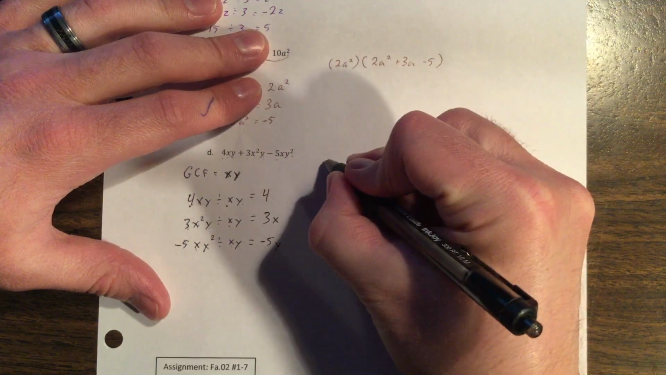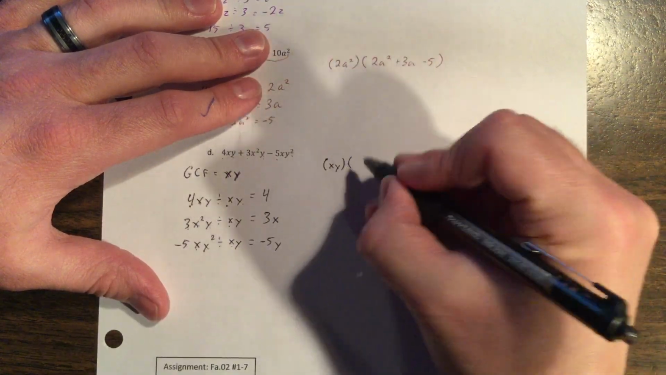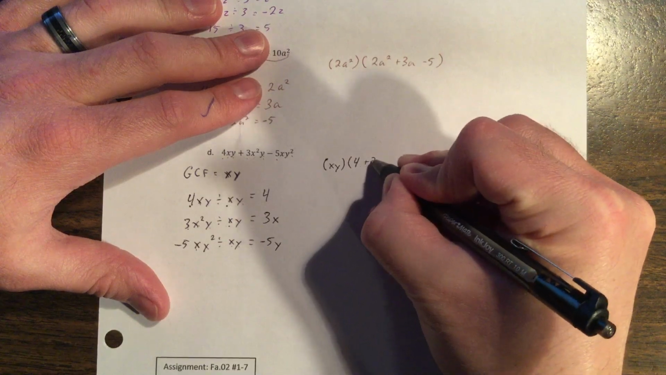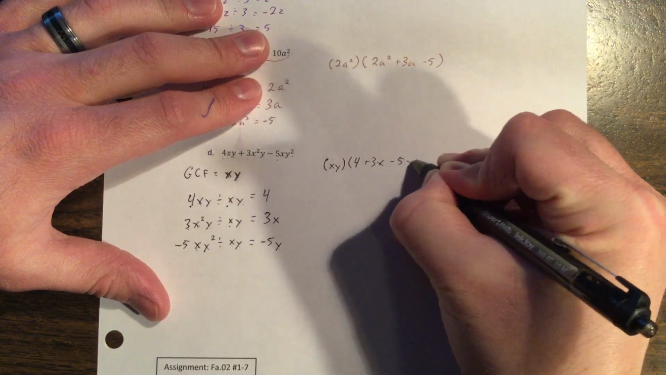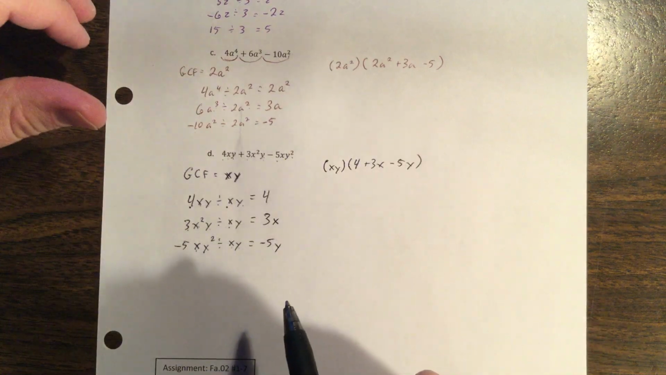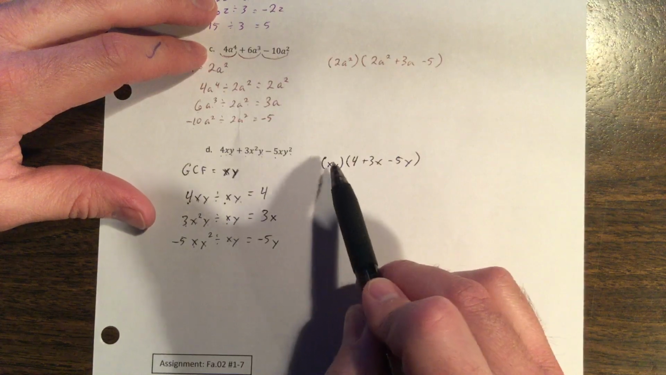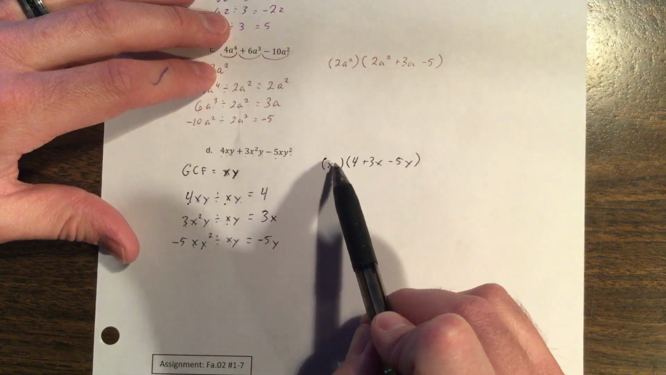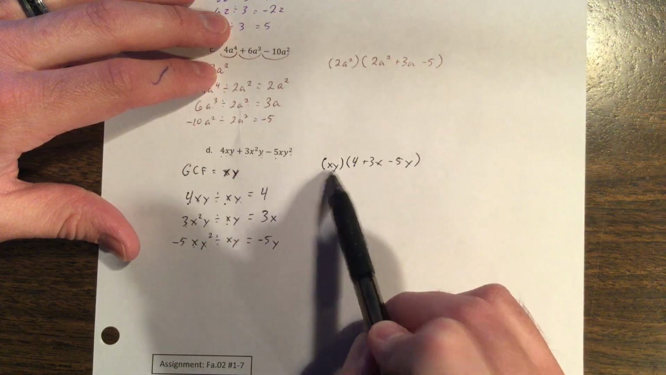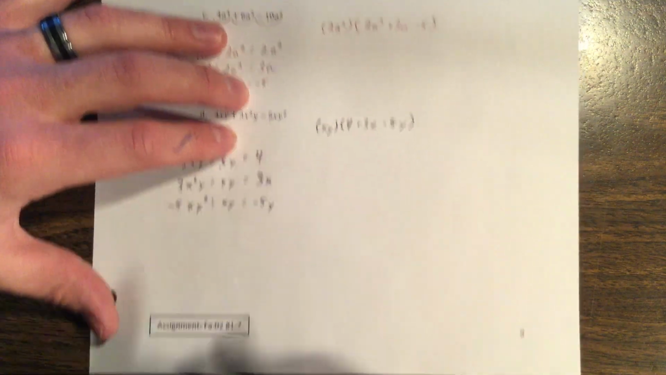Now we put this into our form here. The greatest common factor goes first, and then second, 4 plus 3x minus 5y is our remaining polynomial, and this would be in factored form. Now in the notes here, I've always put the greatest common factor in brackets. In the answer key, you'll notice that it's not. You don't have to put it into brackets. I just did it to show that it's 2 separate factors there.